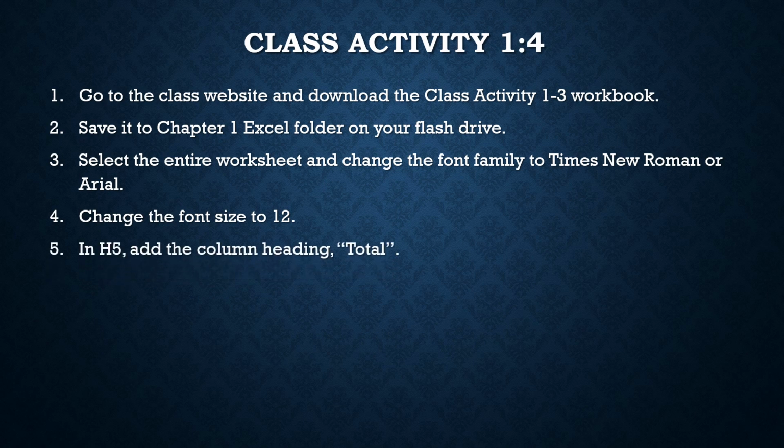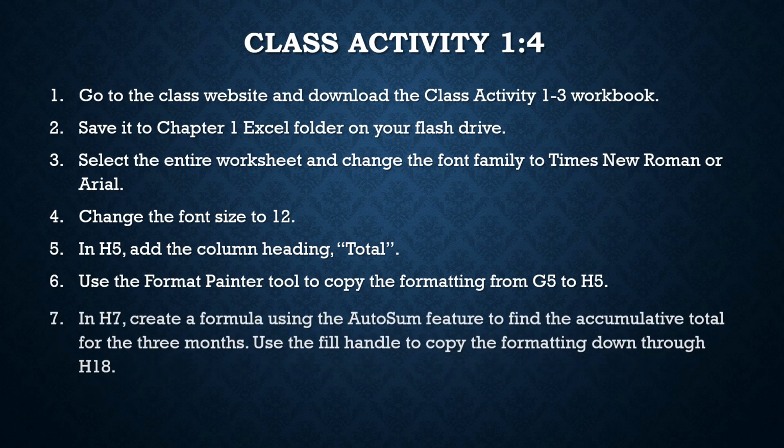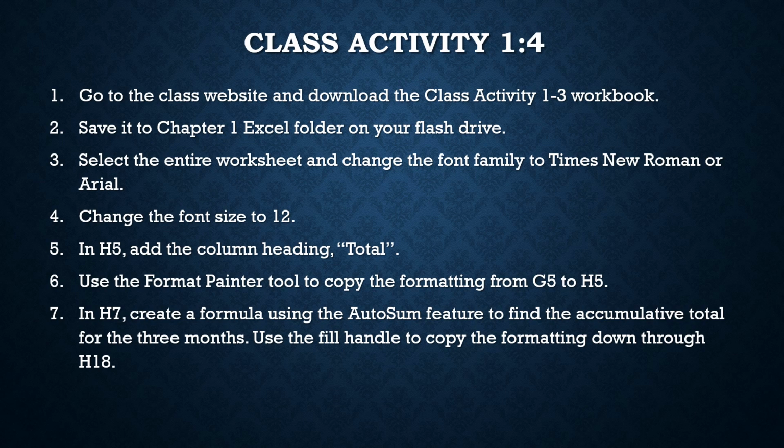In H5, add the column heading Total. Use the Format Painter tool to copy the formatting from G5 to H5. In H7, create a formula using the AutoSum feature to find the accumulative total for the 3 months. Use the fill handle to copy the formatting down through H18. Then continue on to the next slide for further directions.